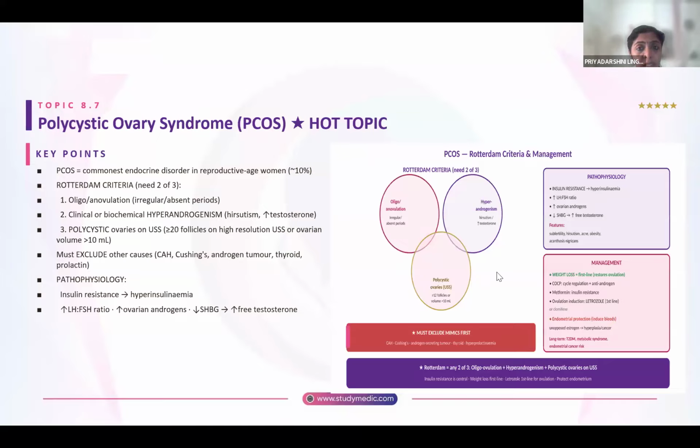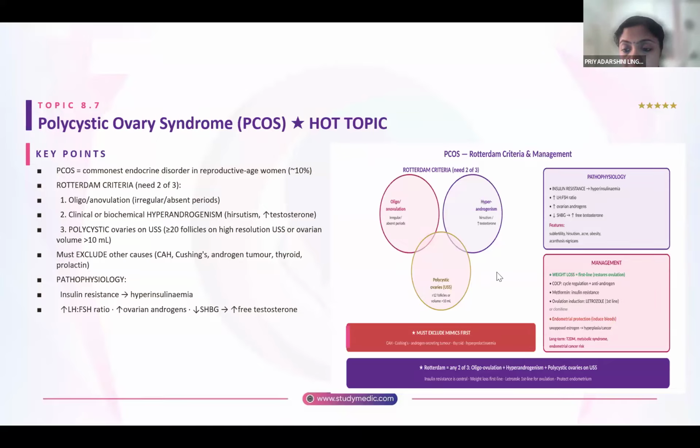And if the woman has got subfertility and you have diagnosed she has got anovulatory cycles, then you can give her letrozole. Second line, you can go in for clomiphene citrate. Always remember that these women are at very high risk of developing endometrial hyperplasia later on. So whenever you're using estrogen, your endometrium needs to be supported. Do not use unopposed estrogen for a long time in these women.